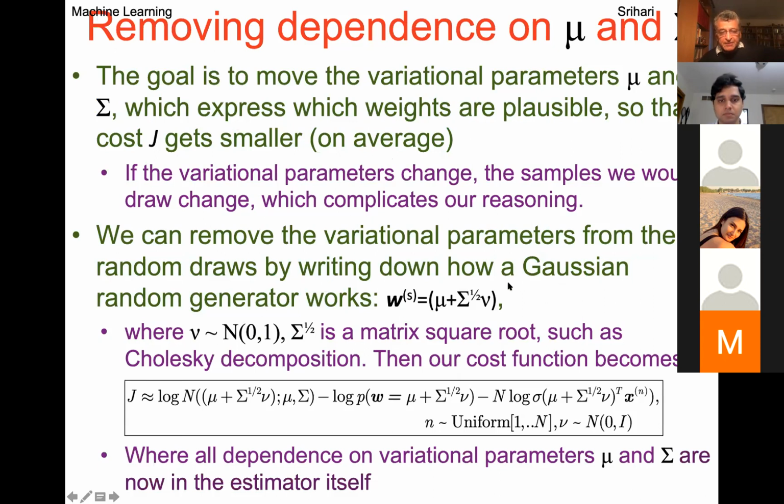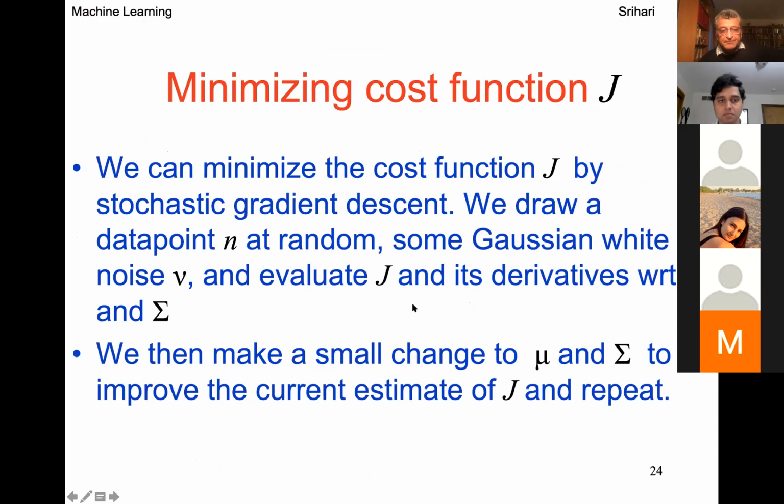We can remove the variational parameters from the random draws by writing down how a Gaussian random number generator works. And this kind of stuff actually shows up in variational autoencoders. We can minimize the cost function J by stochastic gradient descent. We draw a data point and, at random, some Gaussian white noise V, and evaluate J and its derivatives. We then make a small change to mu and sigma and repeat.